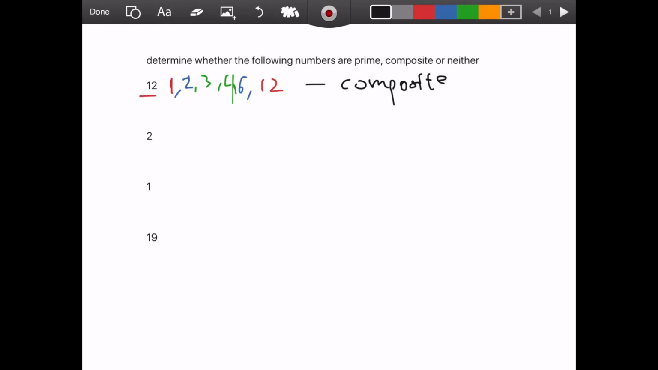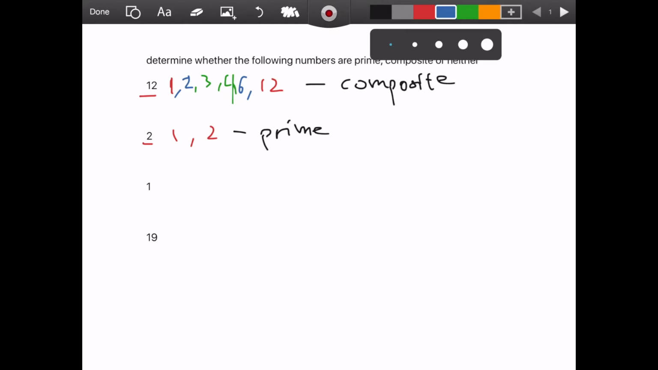Let's talk about 2. What about 2? 2 is divisible by 1 and itself, which is 2. So that means it is a prime number, right? And interestingly, 2 is the only even prime number.